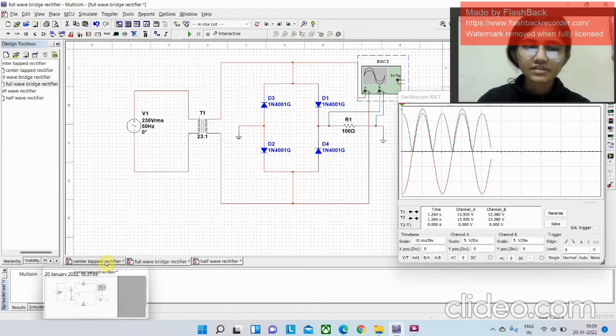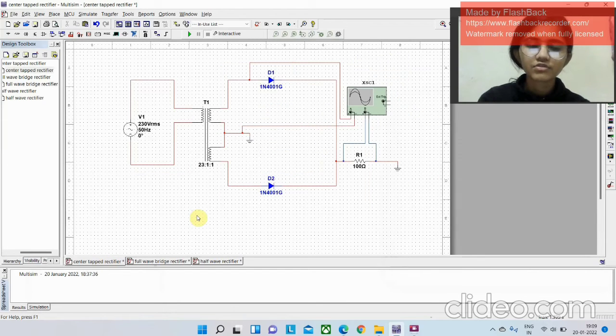Now we will discuss the full wave center tapped rectifier. As earlier, I have taken the AC supply voltage, a step down transformer with turns ratio 1 to 2, and two diodes. And as earlier, I have taken an oscilloscope. Its first channel is connected across the secondary part of the transformer in order to get the input, and the second channel is connected across the resistor in order to get the output, which is indicated by the blue color wire.